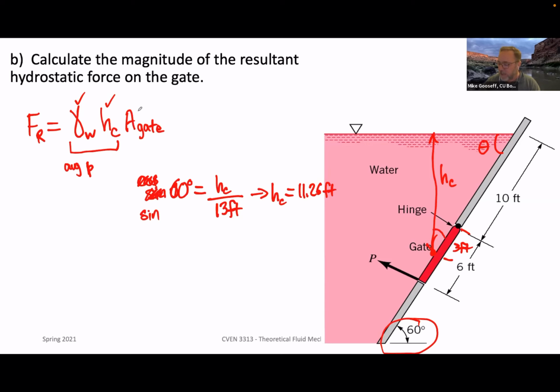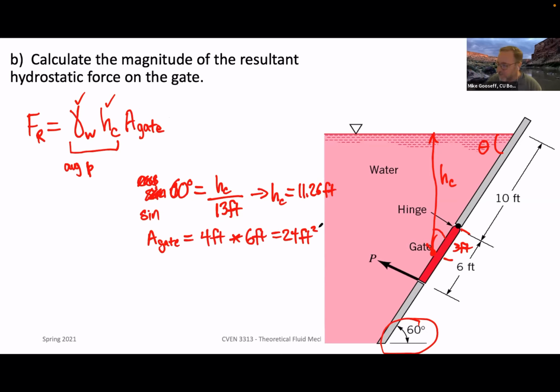And then the area of the gate, of course, is, we said it was rectangular. So it's 4 feet wide, or into the page, times 6 feet in height. So this comes out to 24 feet squared. Okay, so now you've got what you need.